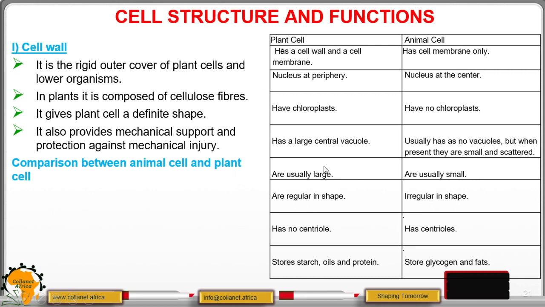A plant cell is larger, whereas animal cell is usually small. Plant cell also has a definite shape as I had shown you, but for an animal cell, the shape is irregular. There are no centrioles in plant cell, but present in animal cell. Plant cell stores food in form of starch, oils, and protein, whereas animal cell mostly stores in form of glycogen and fats.